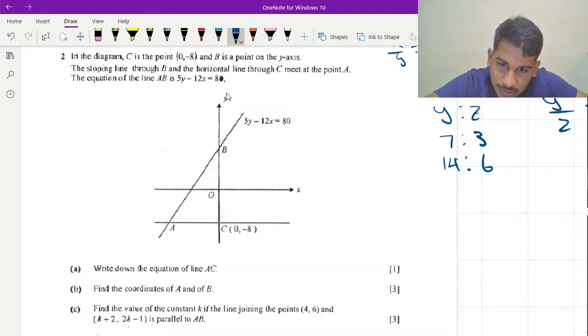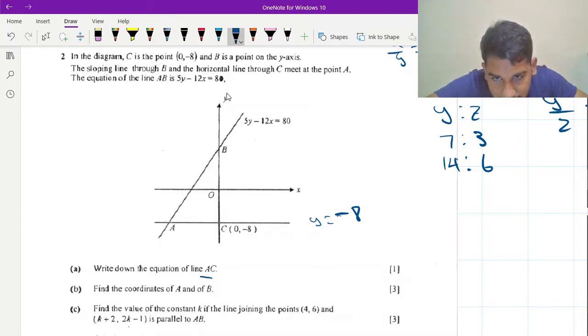Write down the equation of line AC. It's just going to be y is equal to something. But what is y equal to? y is equal to negative 8, because here the y is always the same number. Okay. y is equal to negative 8. Find the coordinates of A and B. First we find B.